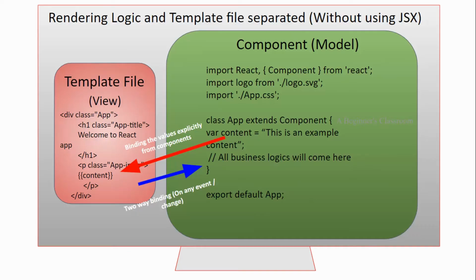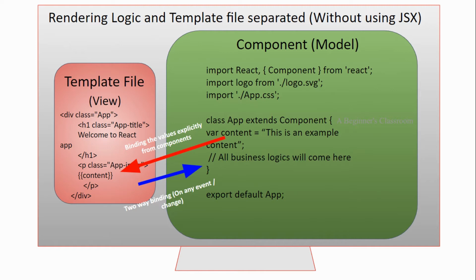Now, let's explain pictorially the major difference between having a template and model in separate files rather than in a single file using JSX. First, let's consider that we have a separate template file, which we can usually see in other frameworks like Angular. Here you can see we are writing our normal HTML code in a separate file and our other business logic in a separate JS file, which is nothing but our component class.